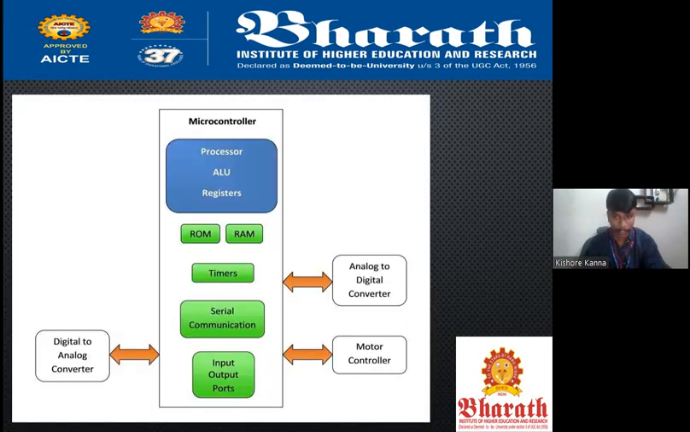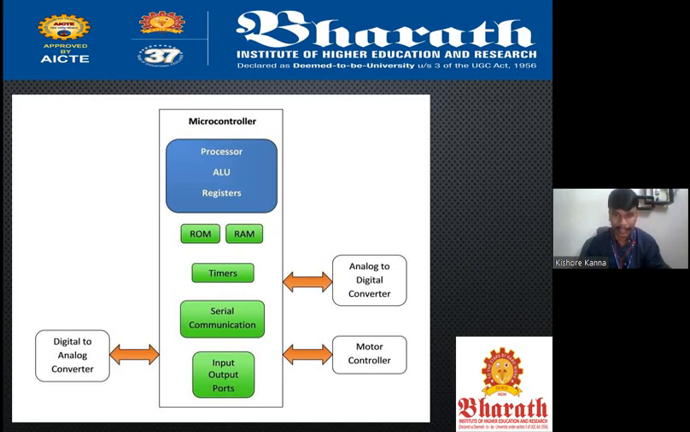And this is the pictorial representation of the connectivity of the microcontroller and its internal architecture. A microcontroller also has a processor, ALU, and registers, but in a microprocessor, the ROM, RAM, timer, serial communication, and input output ports are on the external side, whereas in a microcontroller they are on the internal side. Why? Because it is a chip-like structure, so they are packed in. It is small, so it doesn't have that much complexity in its structure.